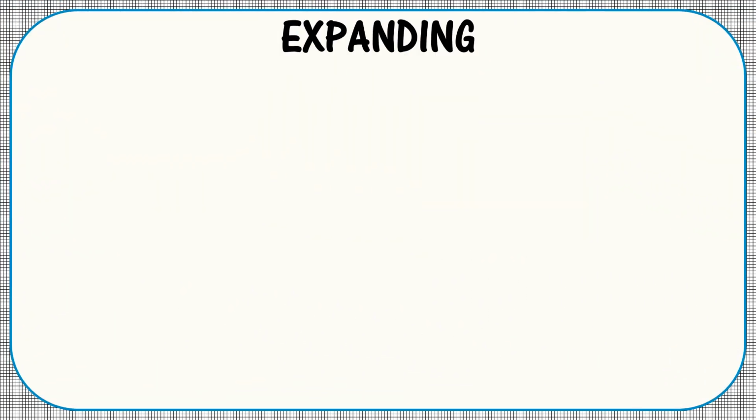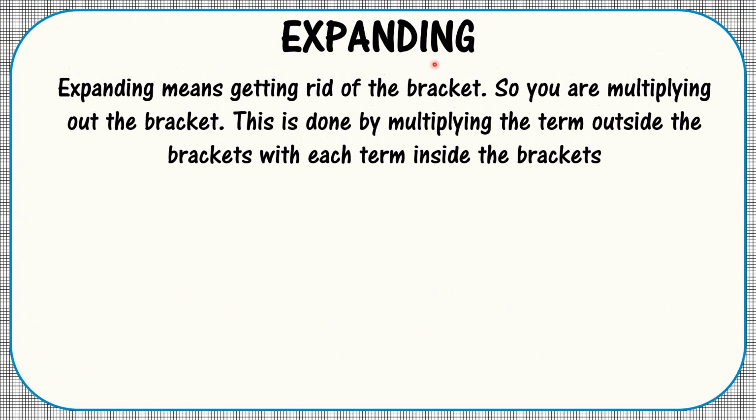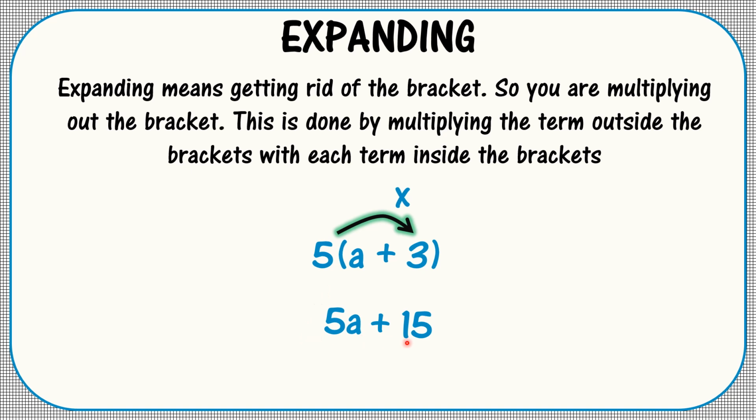First, we will go through what is expanding. Expanding means getting rid of the bracket, so you're multiplying out the bracket. This is done by multiplying the term outside the brackets with each term inside the brackets. Say for example, we have 5 bracket a plus 3. What you would do is 5 times a, which gives us 5a, and then you will do 5 times 3, which gives us 15. This is how we expand. We have gotten rid of the brackets.